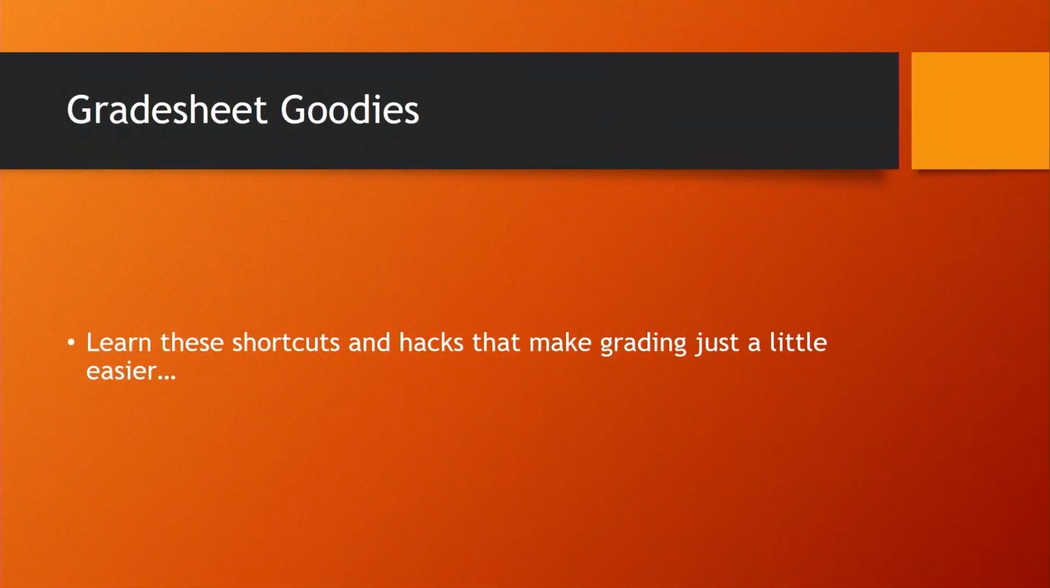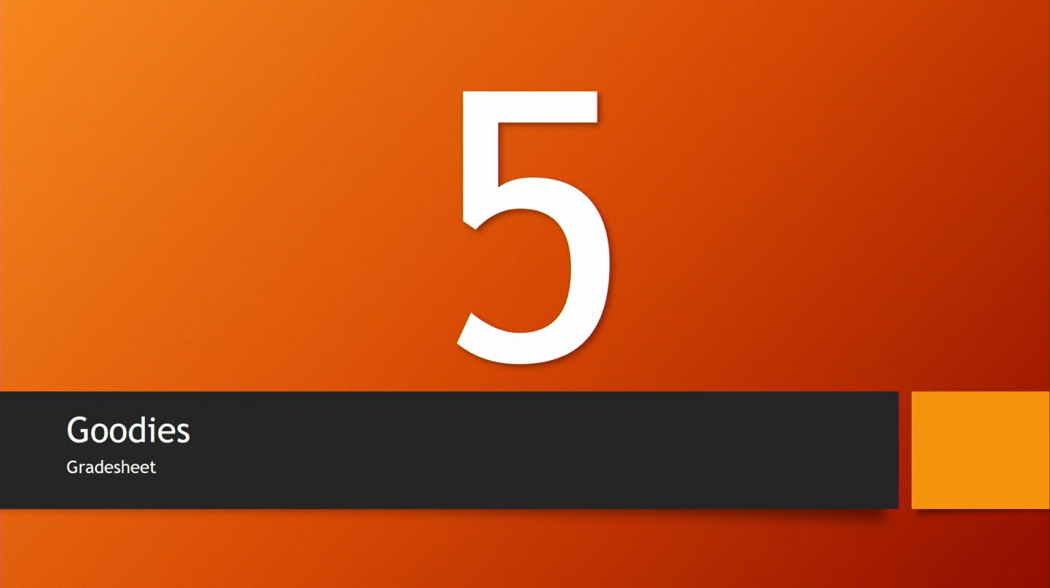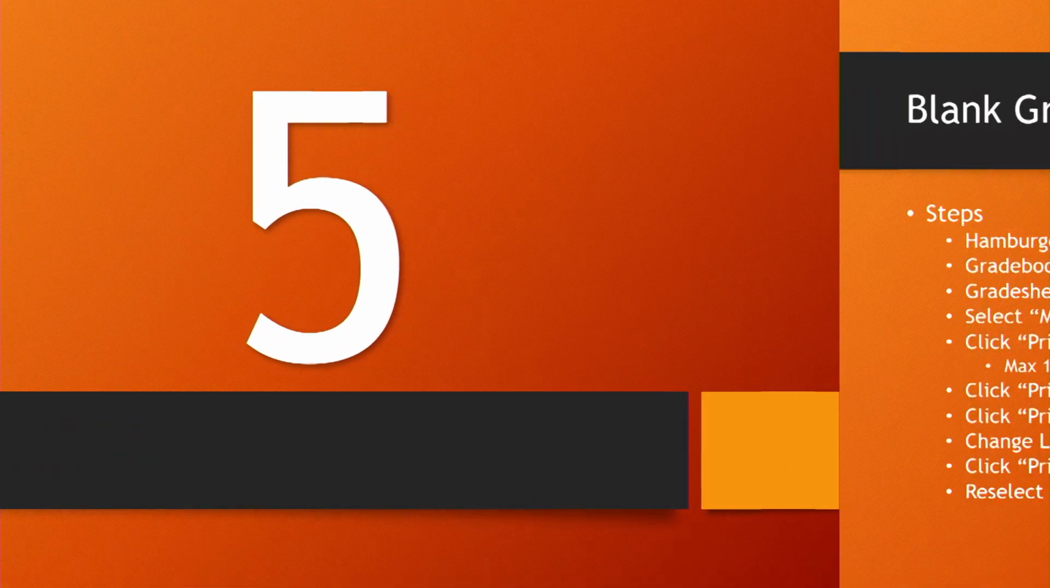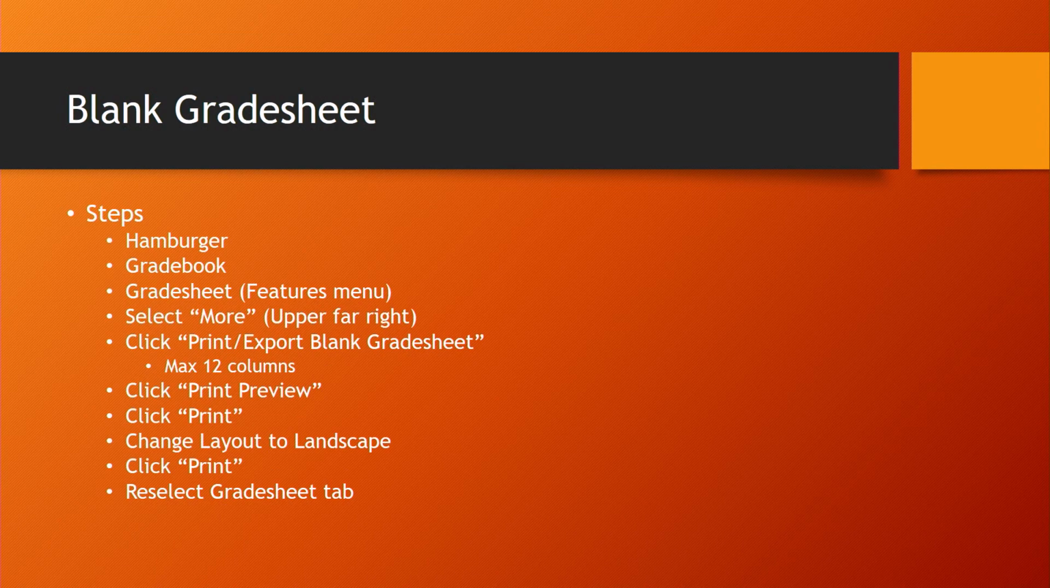All right. So remember, learn these shortcuts and hacks to make grading just a little easier. Let's take a look here at number 5. Number 5 is the blank grade sheet. Sometimes you want to write down your information on a piece of paper before you key it into the computer. So it's really handy to have a grade marking sheet on paper that you can use to put in your scores. And Skyward Gradebook does support that. It's really easy to do.